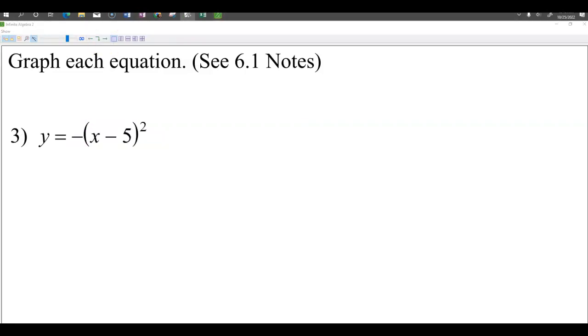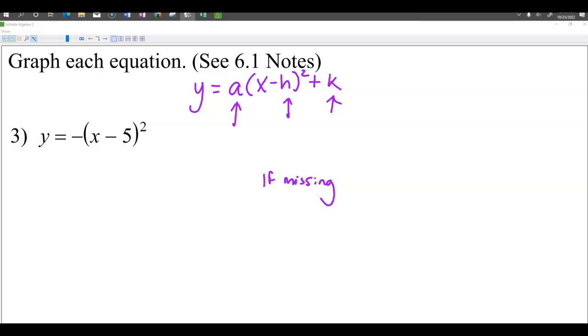Number 4, sometimes you can be missing numbers. So a quadratic that is in vertex form typically has 3 numbers that we really care about: the A, the H, and the K. But if they're missing, then we have to kind of think about what those values would be. So if there's no A, that would mean that A is 1. If there's no H, that would mean H is 0. And if there's no K, that would mean K is 0.